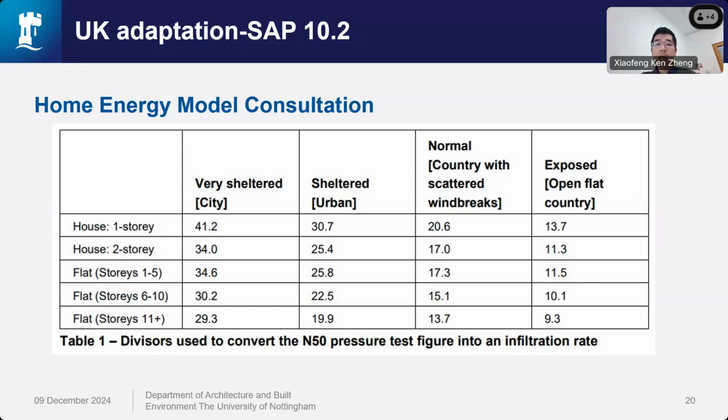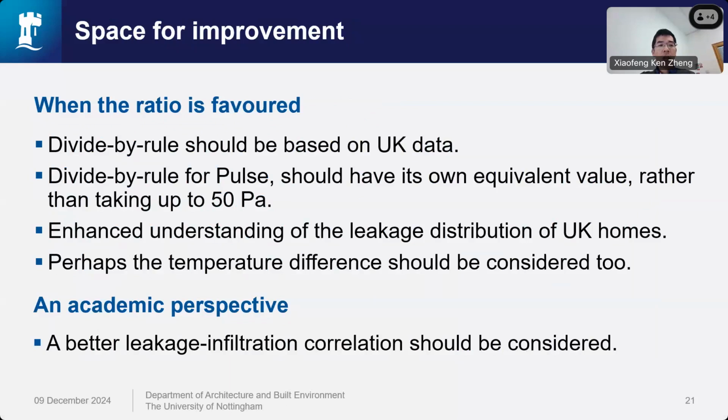Earlier this year, the UK initiated a consultation to explore the use of more refined ratios to better account for the factors influencing infiltration in the Home Energy Model. This move reflects the country's intention to enhance the accuracy of the leakage to infiltration correlation currently used in energy assessment. Is there any space for improvement? I think there is, and it can be discussed in two different scenarios.